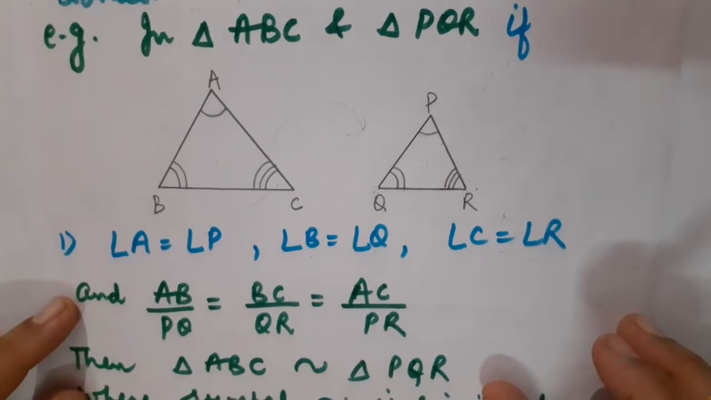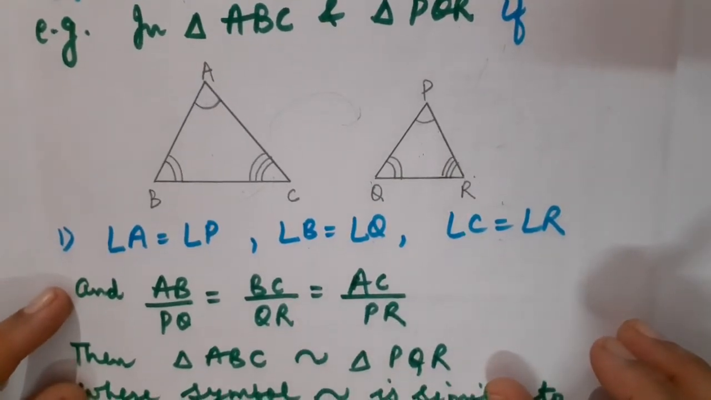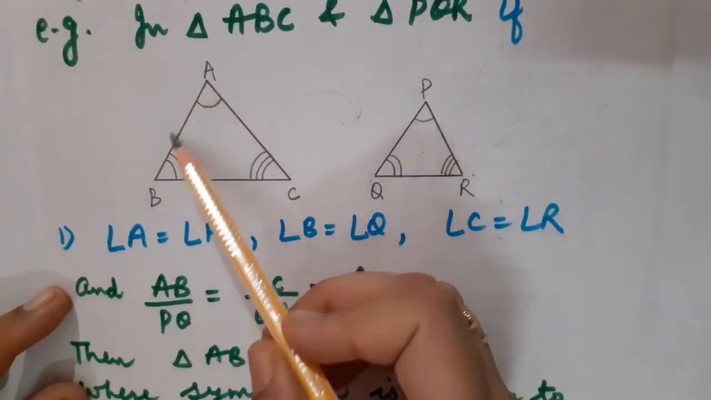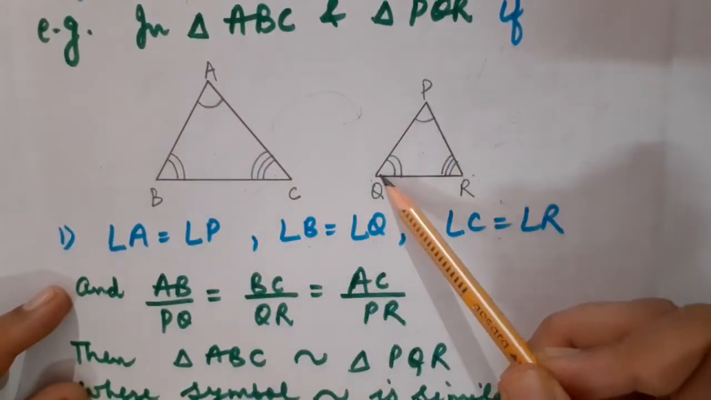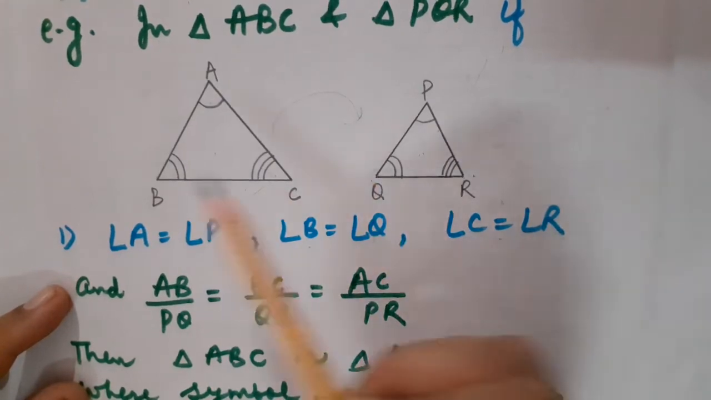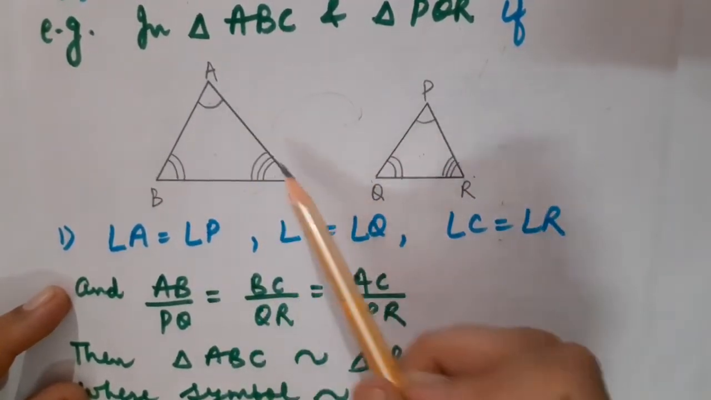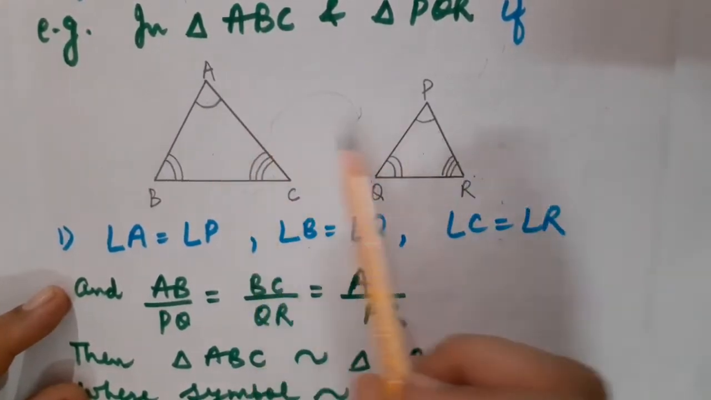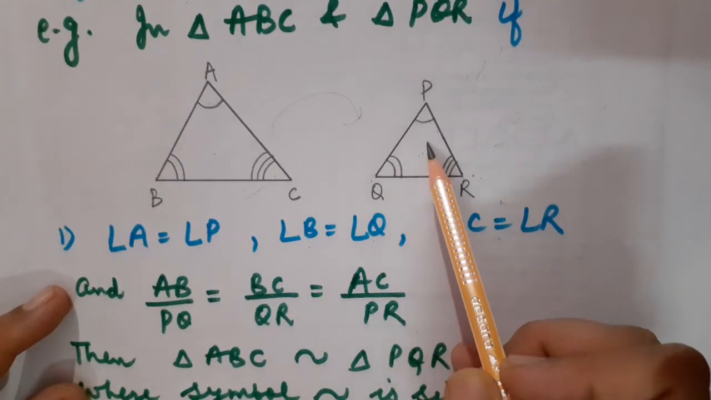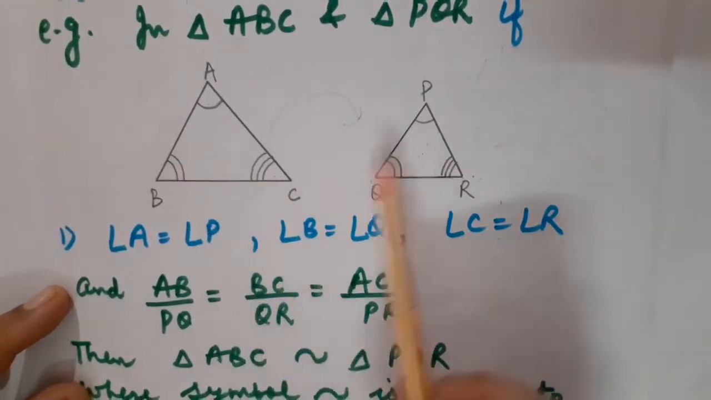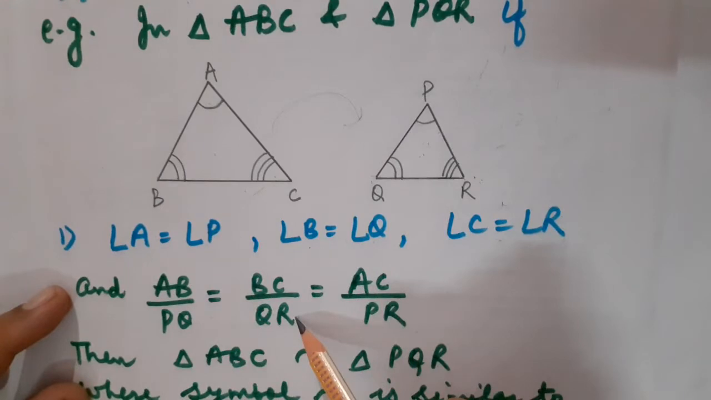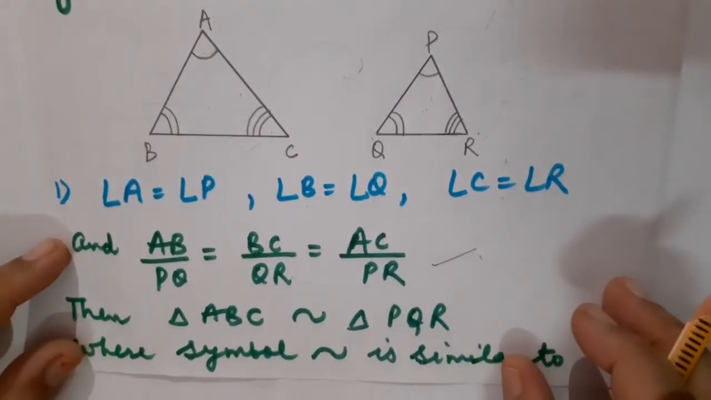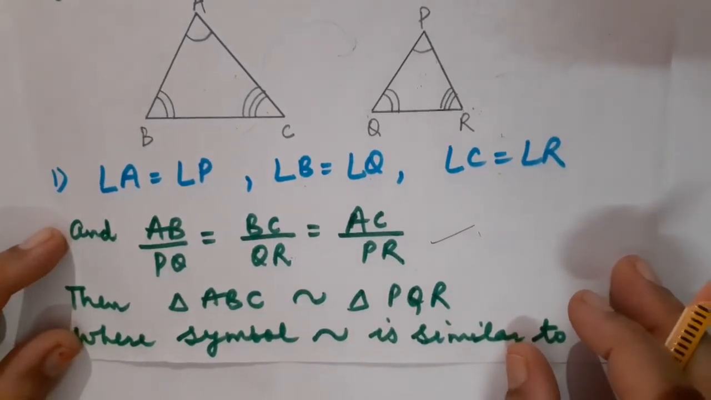Now let us talk about the second condition, which is based on the ratio of corresponding sides. Here, children, you can see that AB corresponds with PQ, BC with QR, and AC with PR. So when will these 2 triangles be called similar on the basis of sides? If AB upon PQ is equal to BC upon QR is equal to AC upon PR, meaning their corresponding sides are in the same ratio.